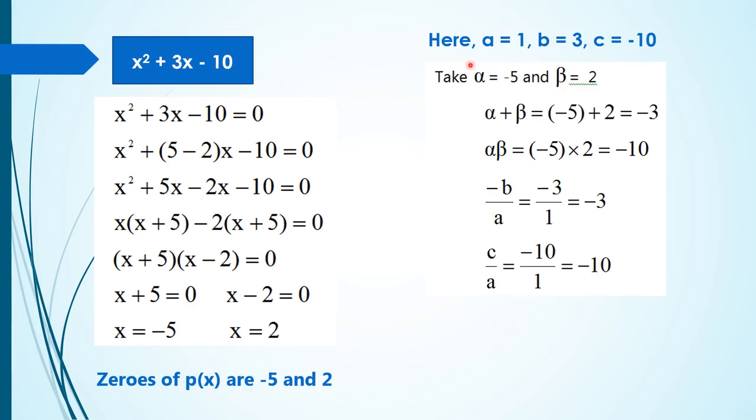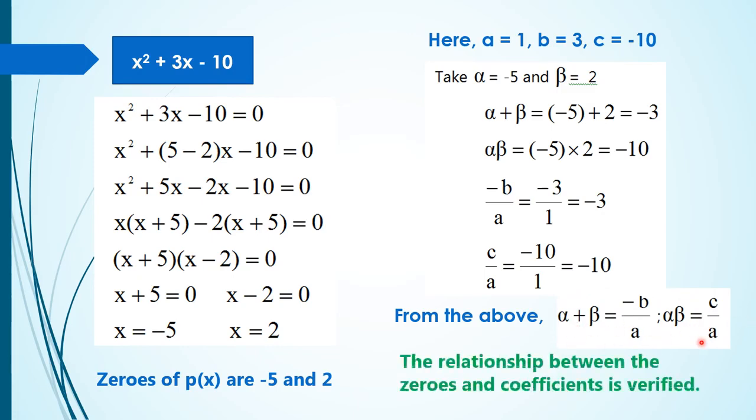We observe the values: alpha plus beta is minus 3 and minus b by a is also minus 3, both are equal. Alpha beta is minus 10 and c by a is also minus 10, and these two are equal. Therefore, from the above we can conclude the two values are equal. Hence the relationship between the zeros and coefficients is verified in case of x square plus 3x minus 10.